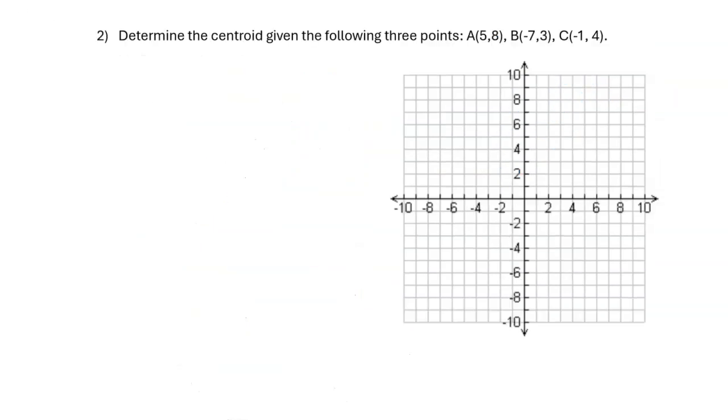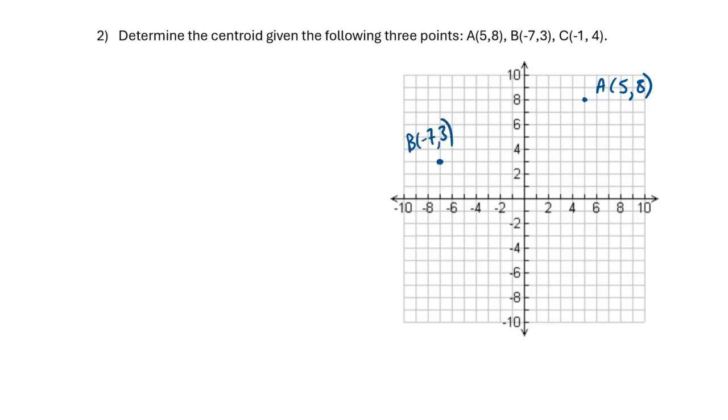Now we have the property of a centroid. Determine the centroid given the following 3 points. Now, we have the points A, B, and C. We're going to go ahead and plot those on the graph first here. So A is 5, 8, B is -7, 3, and C is -1, 4.